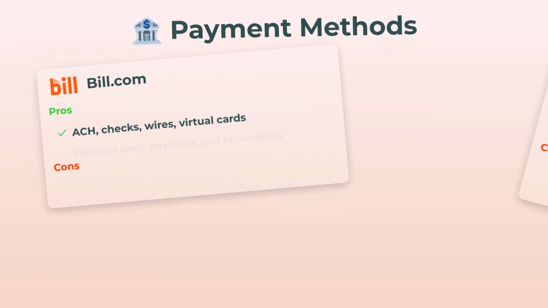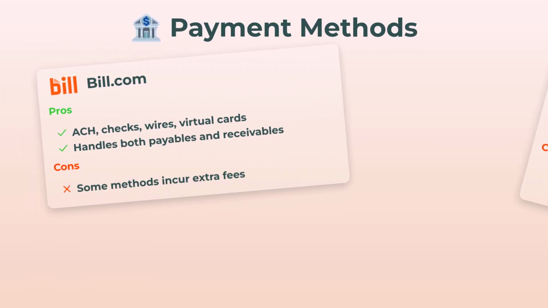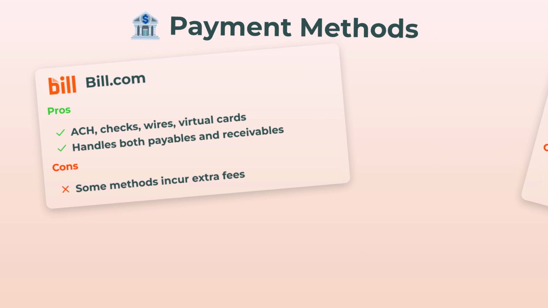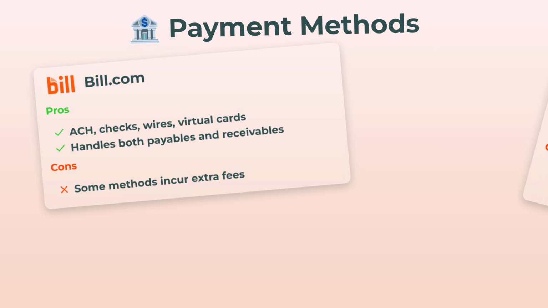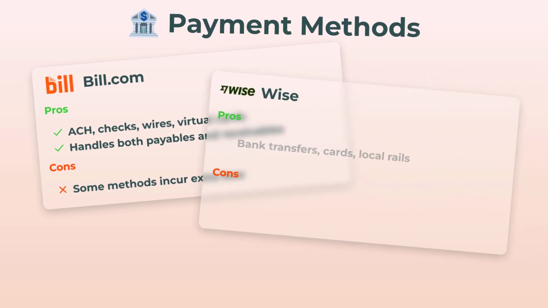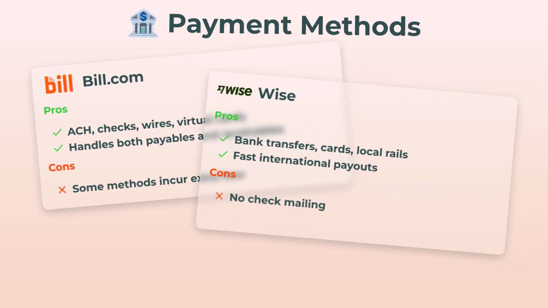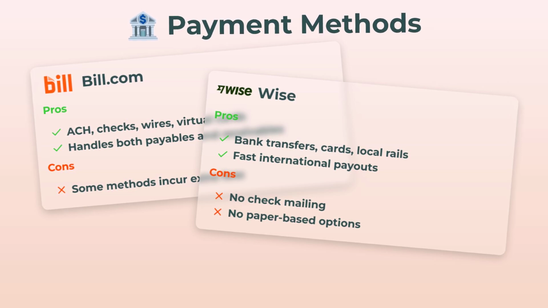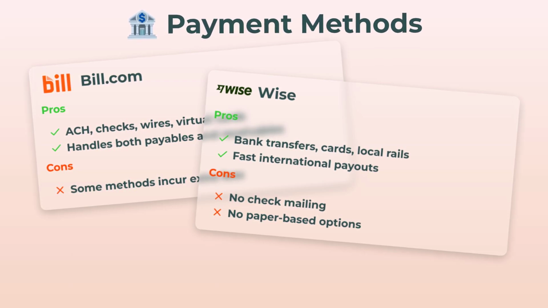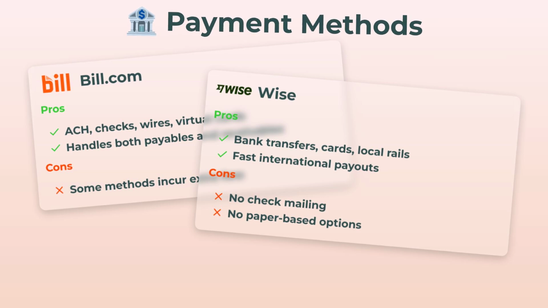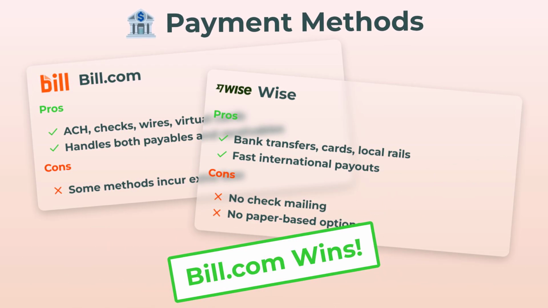Moving on to payment methods. This one is actually kind of fun. Bill.com is like, how do you want to pay? ACH, wires, checks, virtual cards? They seriously handle everything and they've got your back whether you need to pay or get paid. Some methods ding you with little fees, but the flexibility, super solid. Wise, though, is all about digital bank transfers, local rails, cards, all that. Fast payouts internationally, but you want a check mailed, not happening. And if you need old-school options, you might feel left out. In this case, Bill.com takes the crown by a mile for payment variety.